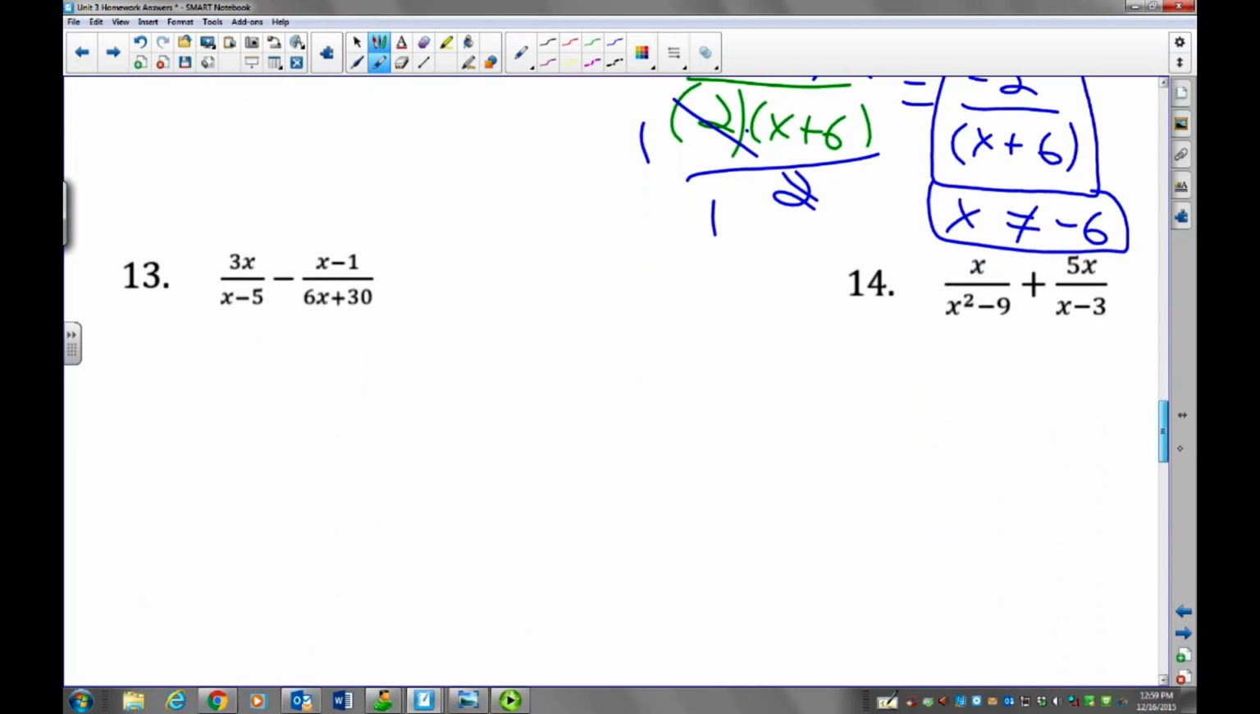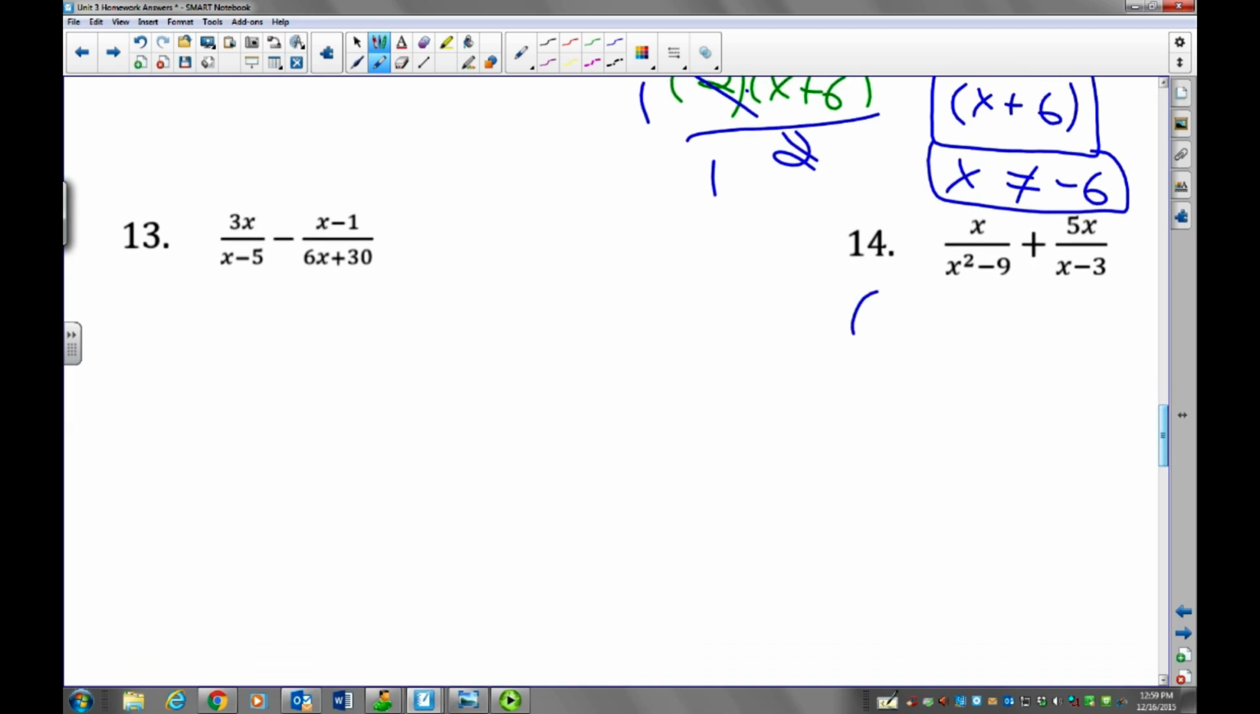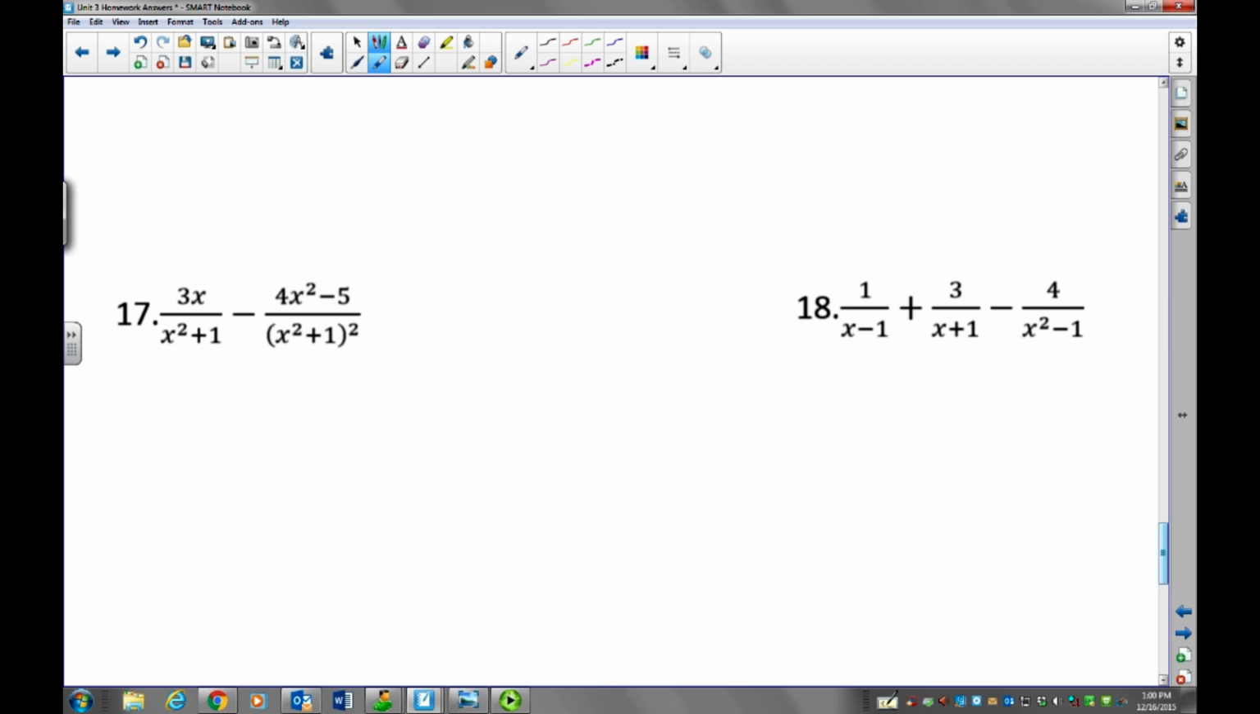I did have a request, to help you, this factors into x plus 3 and x minus 3, just to help you there in 14. That's a special factoring. Don't forget to do those. 15. Looks like there's x squared plus 1. Looks like there's 2 of them.